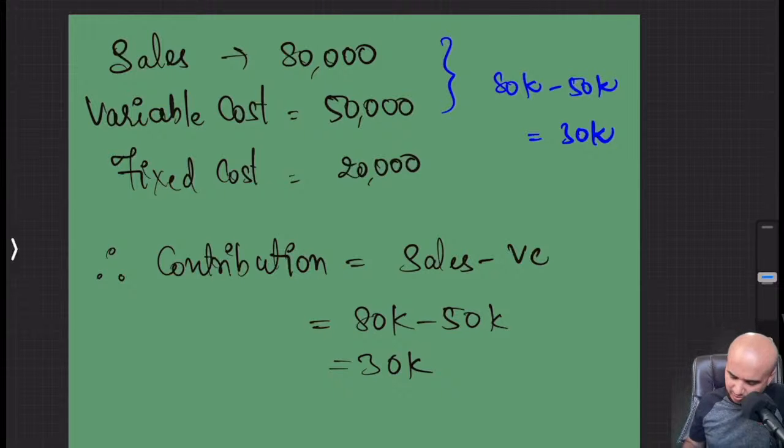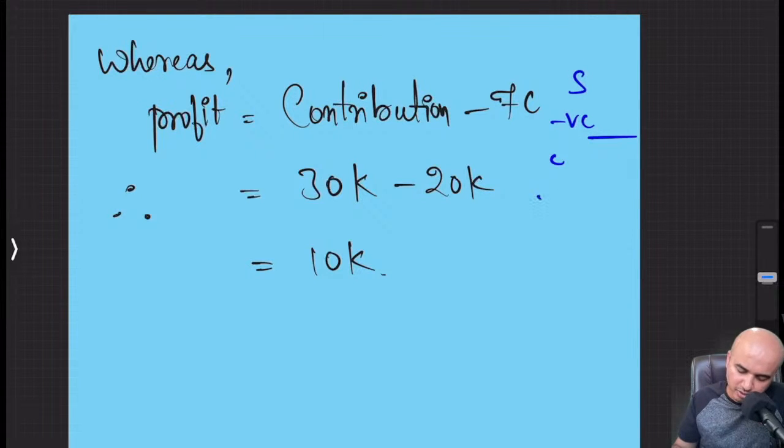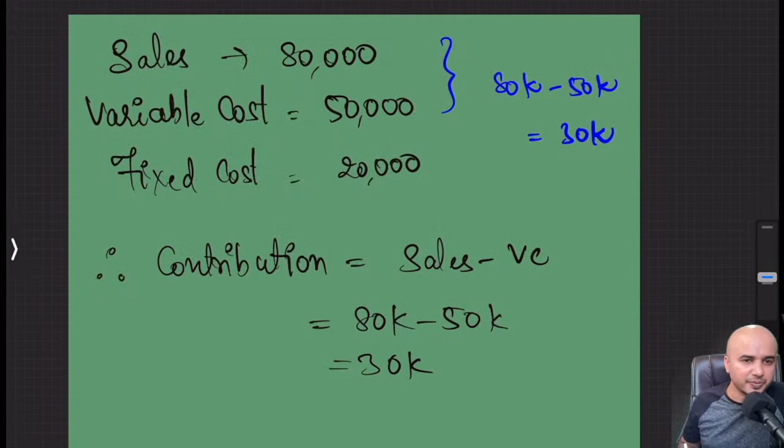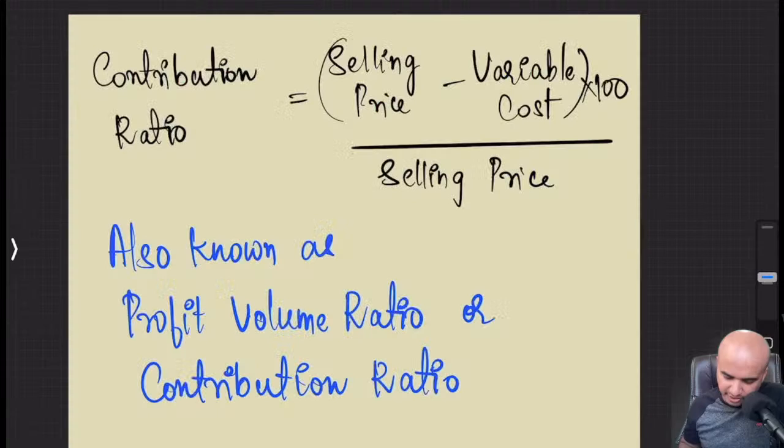Nothing much can be done here anyway. Then profit again can be rewritten based on the same formula. Profit is nothing but contribution minus fixed cost, or if I have to write it in the form of a statement, sales minus variable cost would be contribution, and that minus fixed cost would be profit. In the previous page, we saw the contribution was 30,000. From that 30,000, if you deduct fixed cost of 20,000, you will be left with a profit of 10,000. That's it.